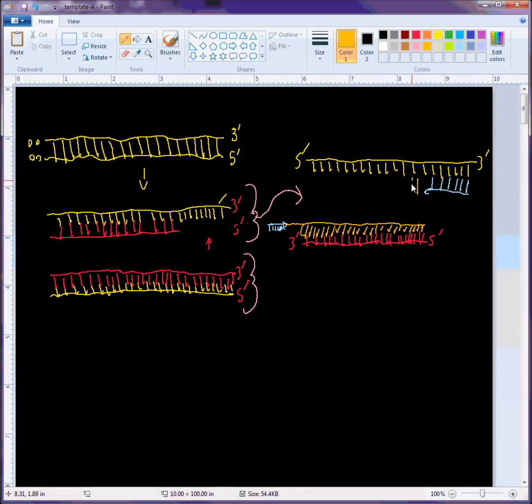And this one is going to be replicated, just right here as Okazaki fragments. And okay, we have the same problem. So this is going to be lost. Okay, so we have 2 new cells here.